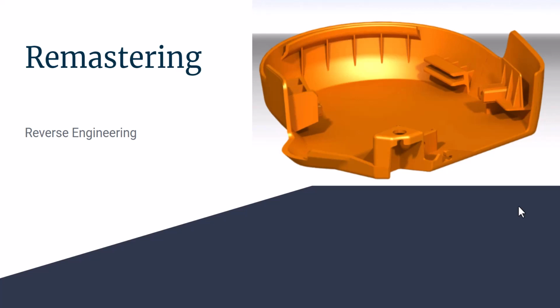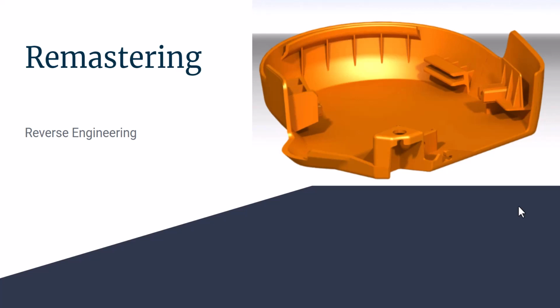Remastering, our today's topic, is a branch or a method of reverse engineering. But here we don't have any physical model available. We do have one model available, which is a non-parametric model, and we have to measure that and use that to create a parametric model. You must be aware of what a parametric model is. We had already discussed what exactly the parametric model is. So this is what we are going to do in remastering.